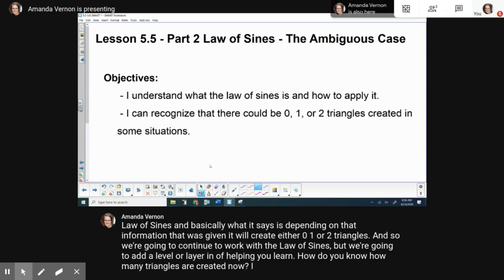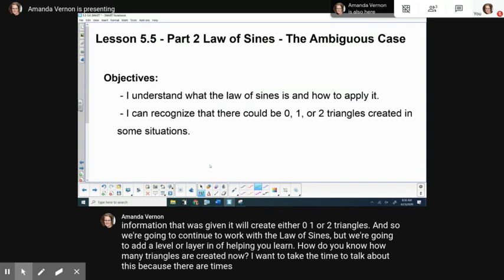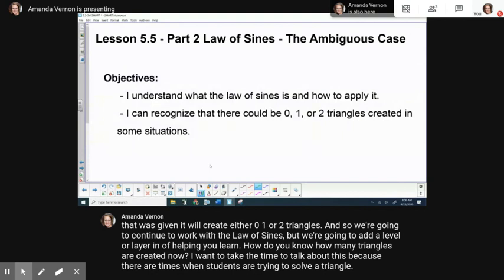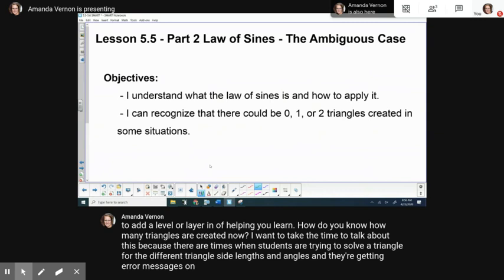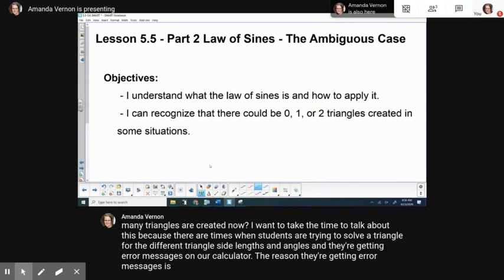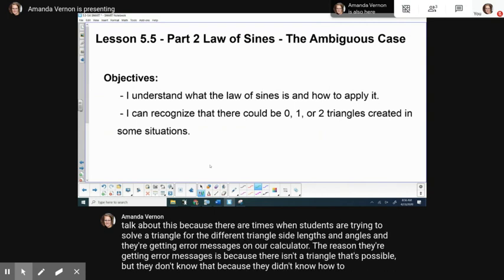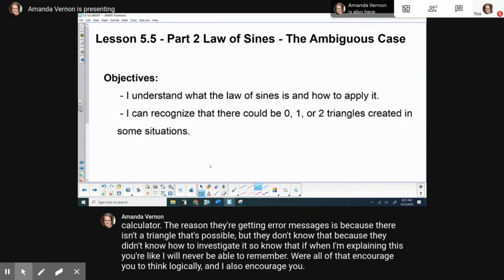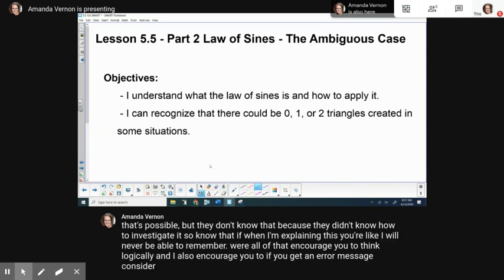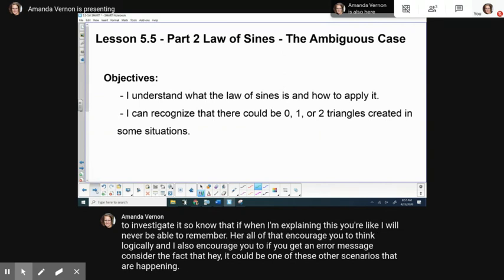Now, I want to take the time to talk about this because there are times when students are trying to solve a triangle for the different side lengths and angles, and they're getting error messages on their calculator. The reason they're getting error messages is because there isn't a triangle that's possible, but they don't know that because they didn't know how to investigate it. So if, when I'm explaining this, you think, I will never be able to remember all of that, I encourage you to think logically. And if you get an error message, consider that it could be one of these other scenarios happening. So let's jump right in.